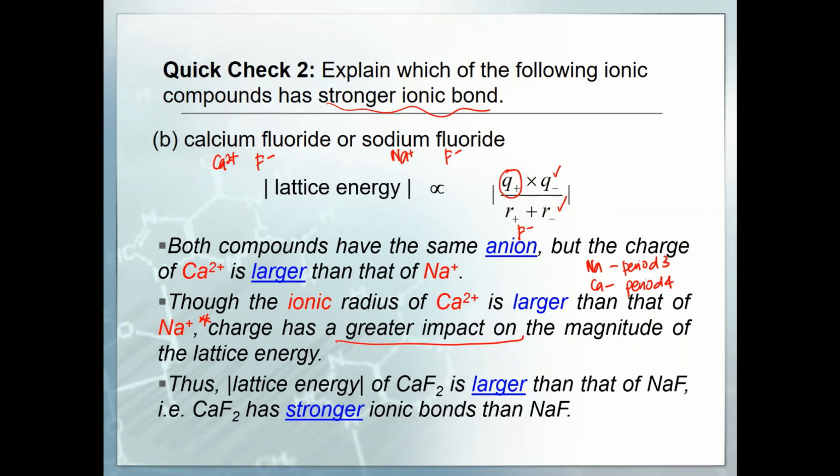Given in this example, your Ca2+, although the charge is higher, the size is also higher. So you end up with contradicting factors that will affect the magnitude of lattice energy. In this case, you need to say that charge is a more important factor, or charge has a greater impact. Okay, so that's the part on strength of ionic bonds.